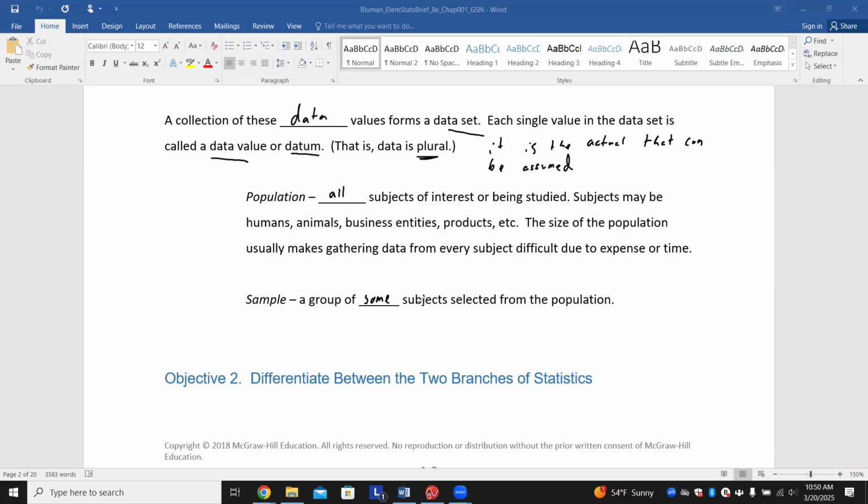So, for instance, if I'm looking at a specific group, this whole thing will be the population. But let's say there's 100,000 people in this population. I can't survey 100,000 people. So what I'll do is I'll take a sample of maybe 1,000 people. And after those thousand people, they'll tell me what the 100,000 people might be represented as. Right? So in objective two, we're going to talk about differentiating between the two branches of statistics.